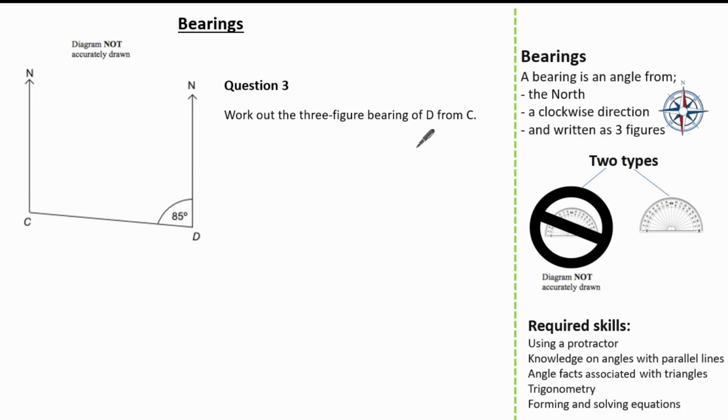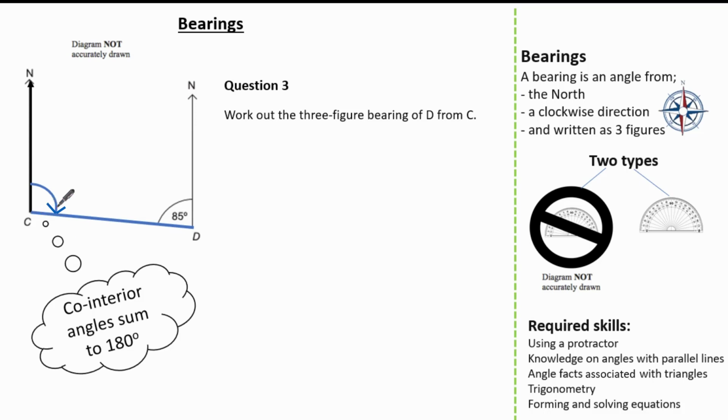The question states that we are starting from C. So, identifying our north from C, and we're going to D, we know this is the clockwise angle or bearing we need to work out. Given our knowledge on parallel lines, we know these are co-interior angles and they sum to 180 degrees. Therefore, we know 180 subtract our 85 gives us 95 degrees. Therefore, the bearing of D from C is 095 degrees.